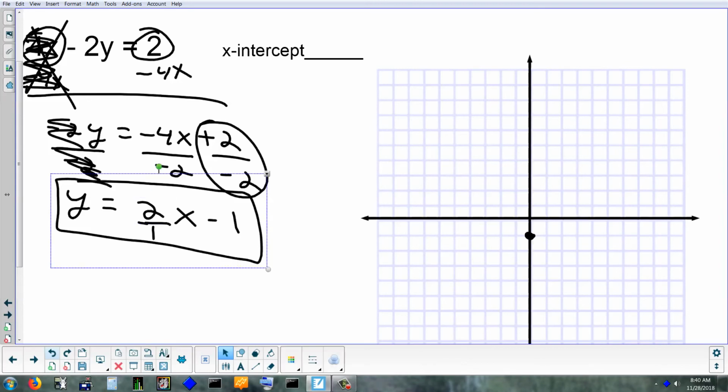Where do I do that from? 0. Right here? Negative 2. From negative 2, from the y-intercept. Up 2, right 1. And again, usually do it a couple times. That's good enough.